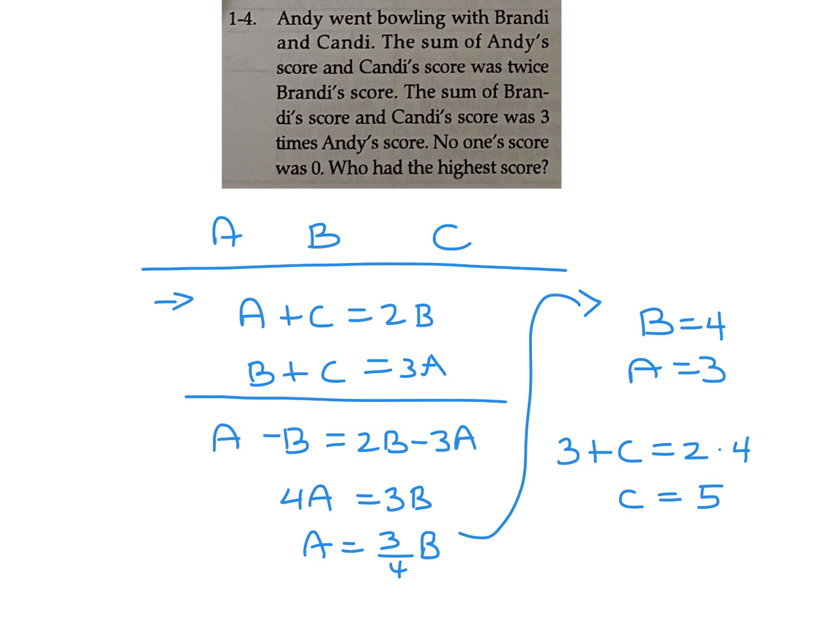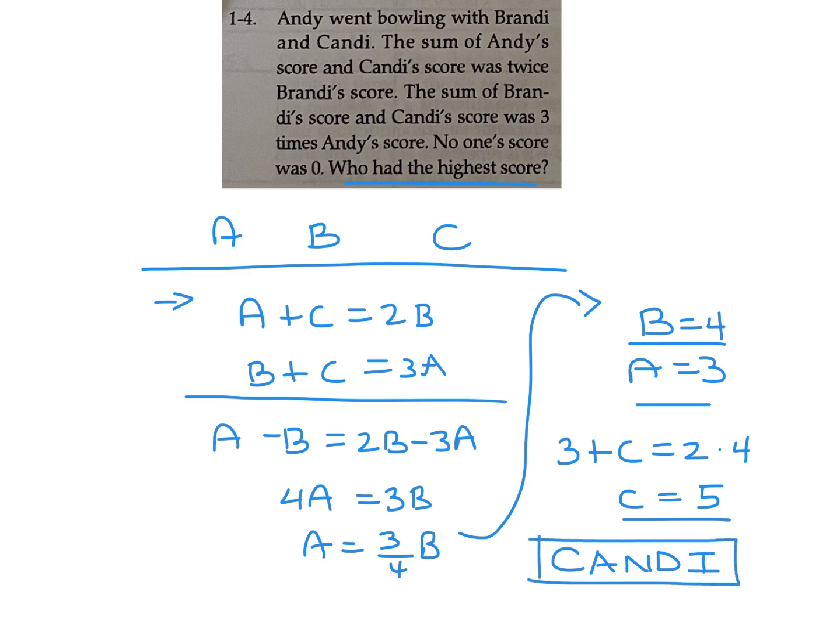Right? So what are they asking for? Who had the highest score? Well, B is 4, A is 3, C is 5, so the highest score would be Candy. Who had the highest score? So I guess the answer would be the name of that person.